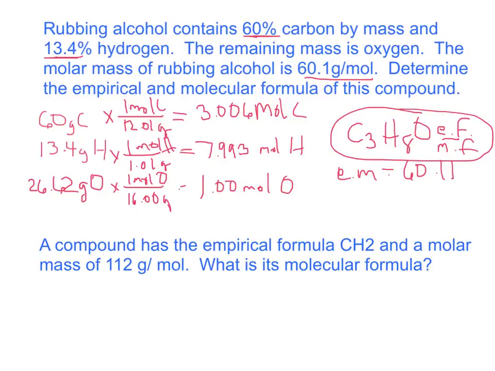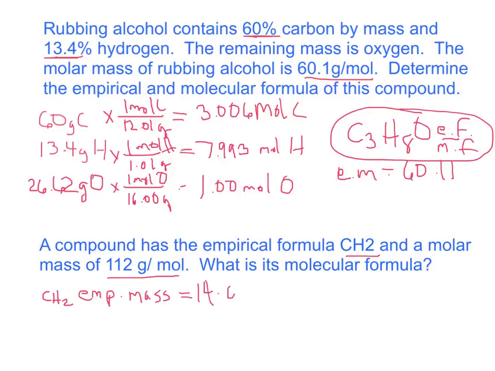All right, and then this last example here, we have a compound with the empirical formula CH2 and a molar mass of 112 grams per mole. They want to know the molecular formula. So the first thing you do is you take CH2, you find its empirical mass, which happens to be 14.03.